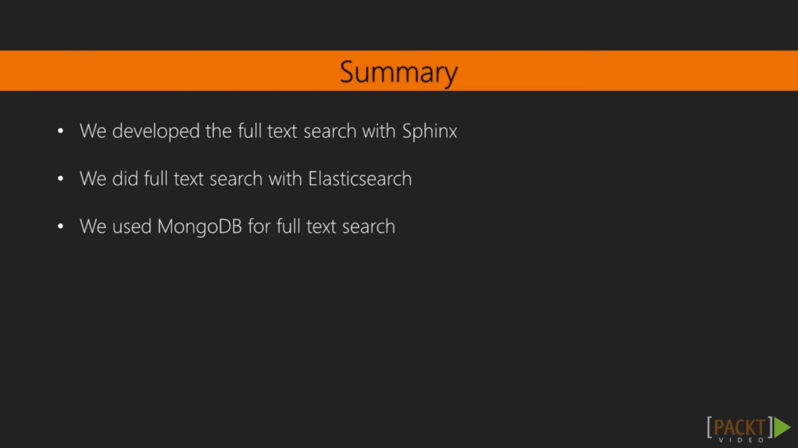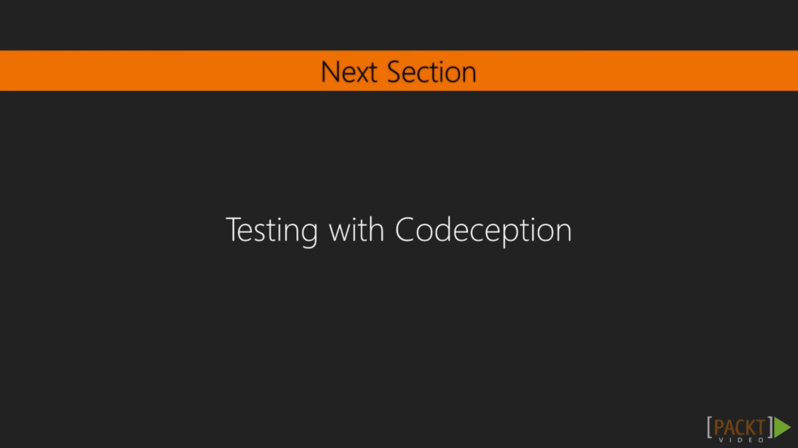Congratulations! We have now reached the end of the section. In this section, we have tried to make full text search across 25,000 long strings with Sphinx and Elasticsearch full text search engines and MongoDB NoSQL storage. We have completed all tasks successfully. In the next section, we will learn what test-driven development is and how to run tests with Codeception.